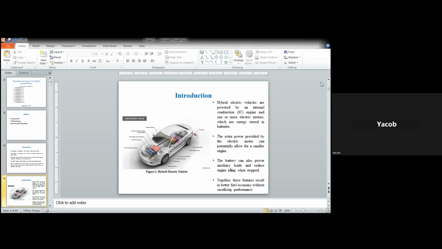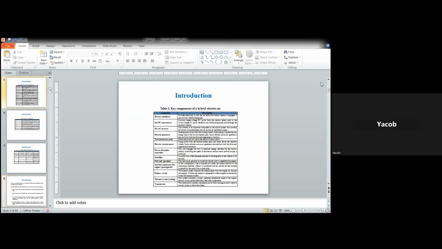As an introduction, the hybrid car is powered by an internal combustion engine and electric motors. The extra power provided by the electric motor can potentially allow for small IC engines. The battery can also be another load provider. Together, this results in better fuel economy without sacrificing performance. We have listed all the key components of the hybrid electric car with their description.